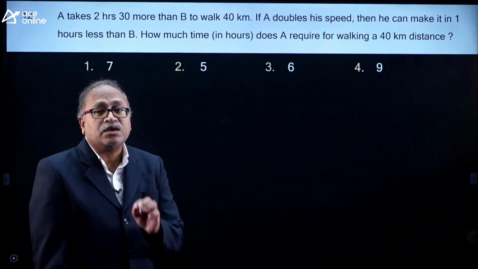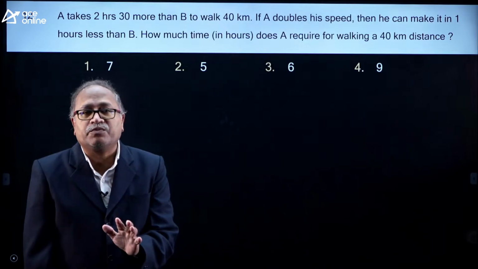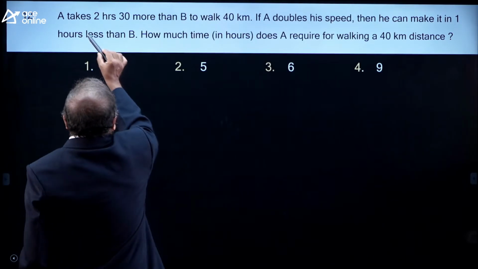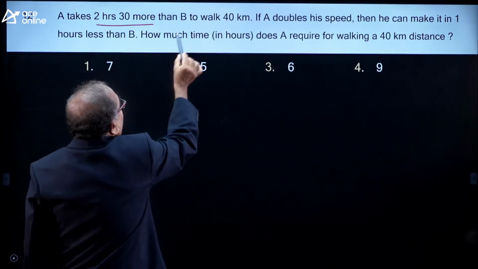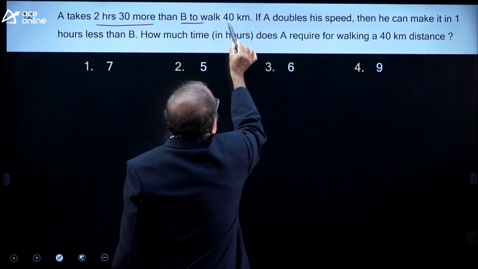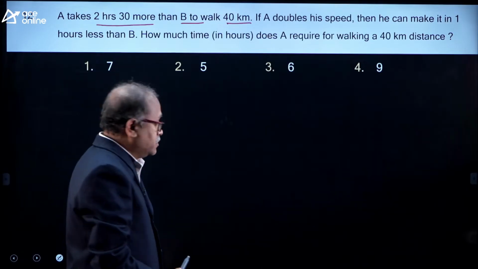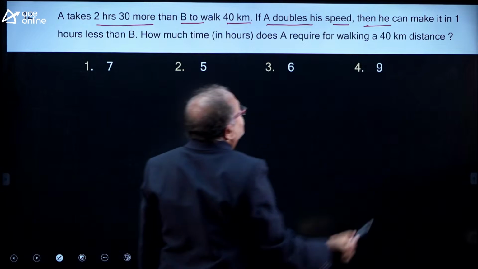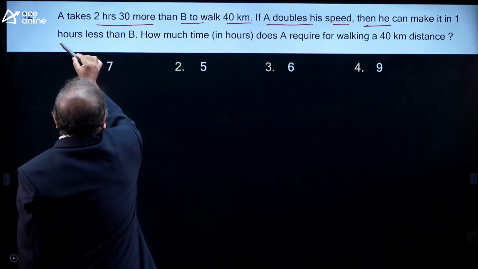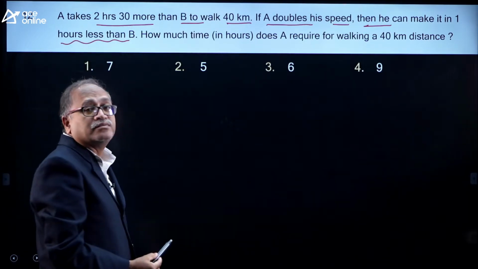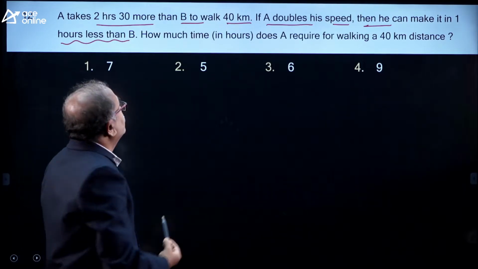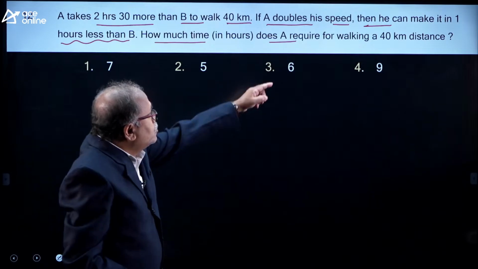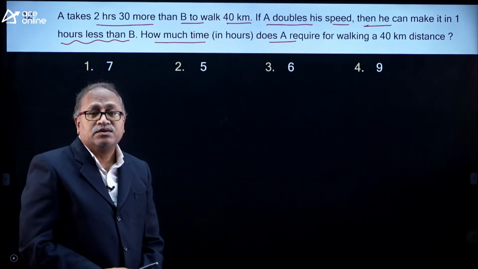It is a very good question, and I will give you the shortest possible method to answer it. Notice this: A takes 2.5 hours more than B to walk 40 kilometers. Next, if A doubles his speed, he can make it in 1 hour less than B. Now, how much time does A require to walk the 40 kilometer distance?